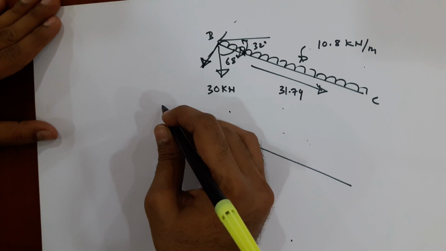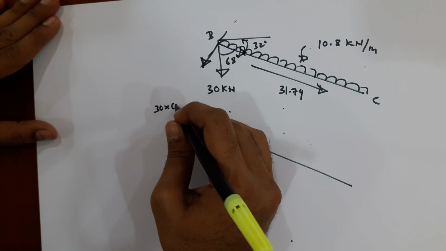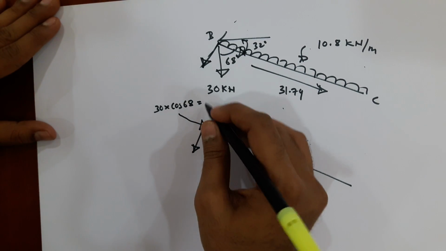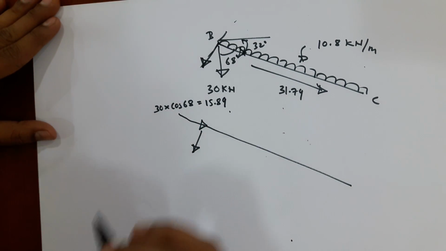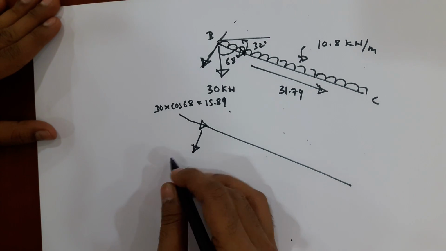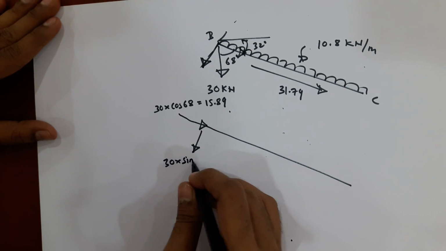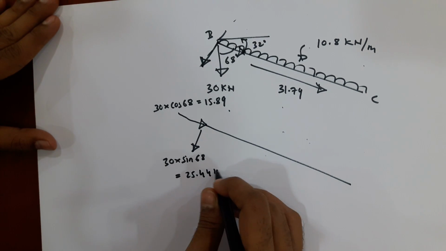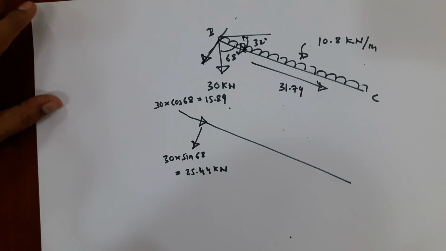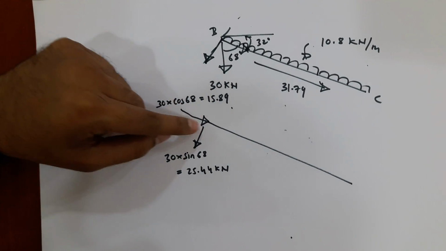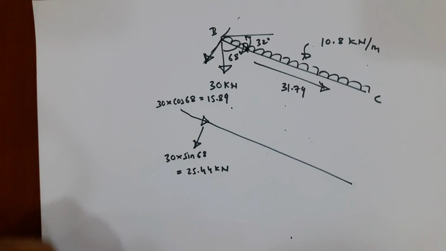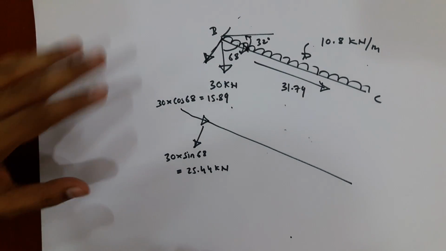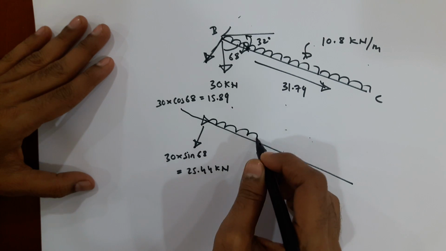Okay, so along the member this is 30 into cos 68, which will be equal to 15.89, and this 30 into sine 68, which will be equal to 25.44 kilonewton. Okay, so you got this force along the member and perpendicular to the member, and we can solve for axial force and for shear force. Show the loads once again.